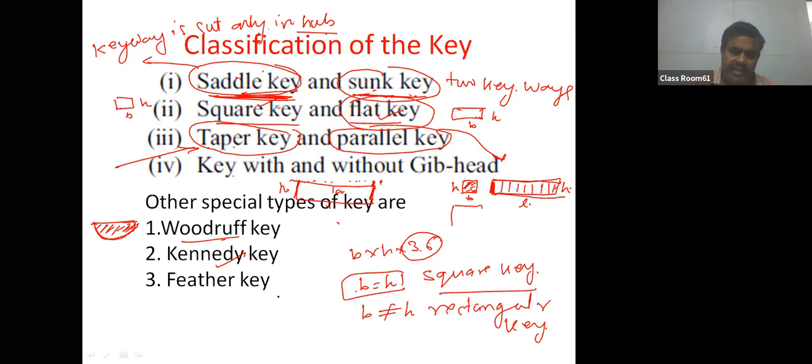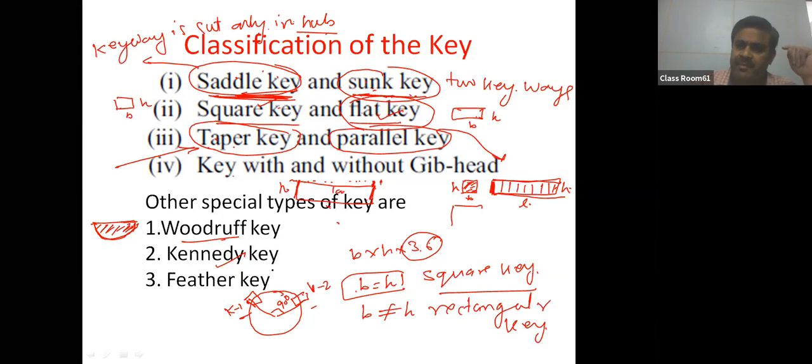Let this be the shaft surface. So if I am cutting a keyway here, I am putting two keys at a time. This is K1, this is K2, key 1, key 2. When the keys are used in combination with a particular angle, let's say 90 degrees, then this combination of keys is termed as Kennedy key.